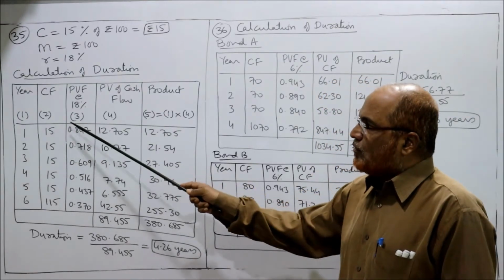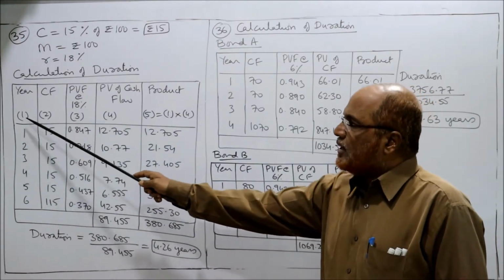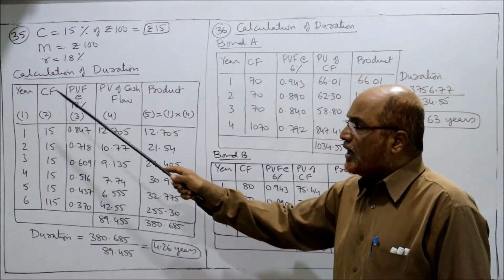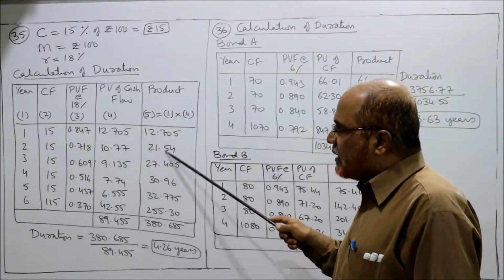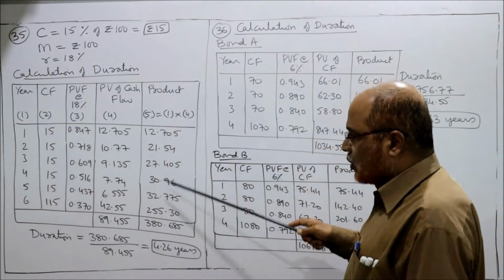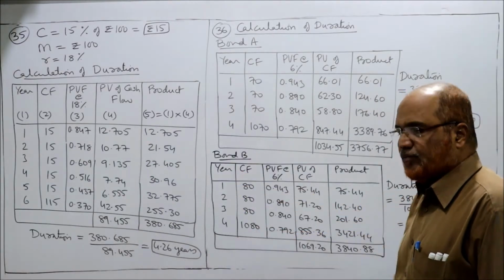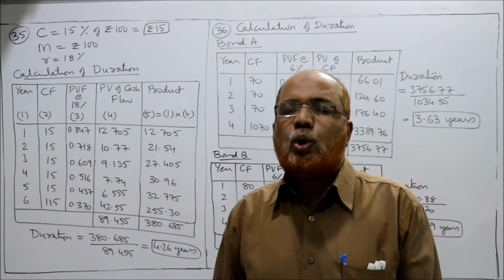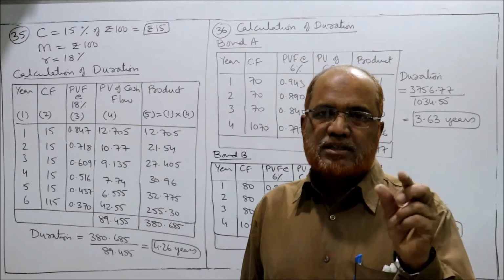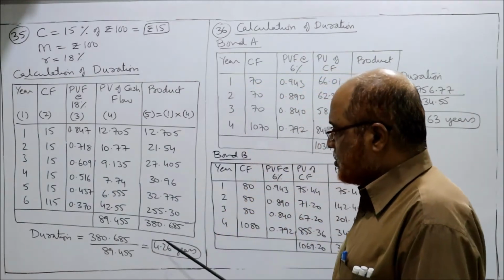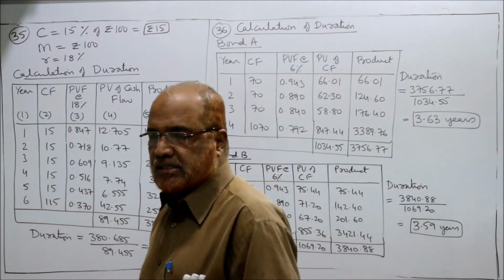Then multiply the cash flow with PV factors to get PV of cash flow. Now product is the multiplication of first column and fourth column, that is year and PV of cash flow. Multiply year with PV of cash flow, you will get the product. Take the total of the product, 380.685. Total of PV of cash inflow 89.4. The duration formula is total of product divided by total of PV of cash flow. So 380.685 divided by 89.455 gives 4.26.